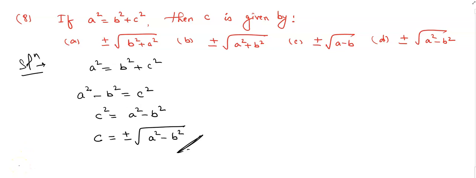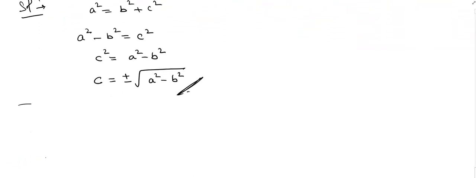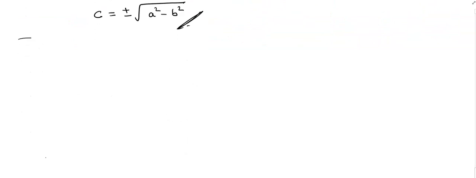So which is the correct answer? Plus or minus root of a square minus b square, option D. So option D is the correct answer. I hope you all are understanding the basics. Right children? Good. Now the next question, let me solve. Question number 9. Let me solve one more sum related to the basics.